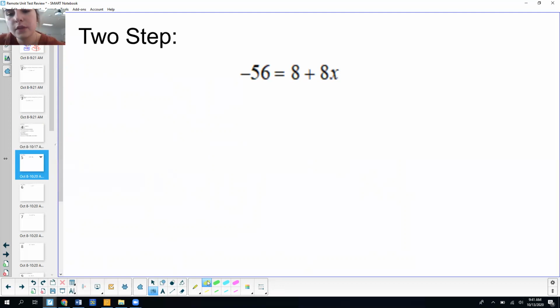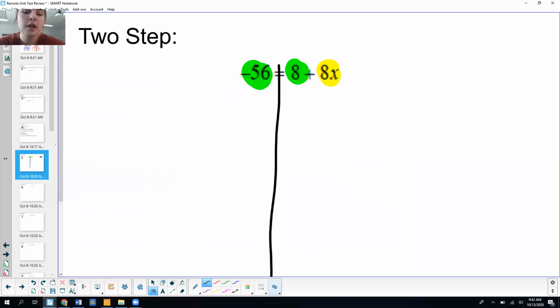So I've got 8x is my variable term, and then I've got negative 56 and positive 8. So those are my constants, and remember a variable term has the variable or the letter, the constant does not. So numbers like 8, 2, 3, negative 56, so anything that doesn't have a variable in it, okay?